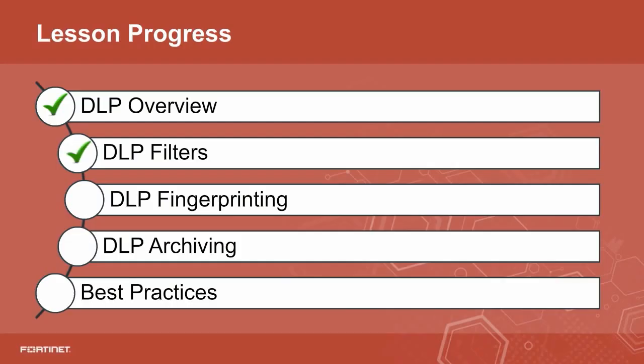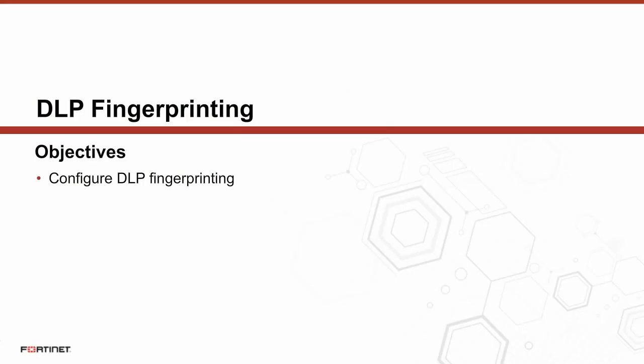Good job! You now understand DLP filters. Next, you'll learn about DLP fingerprinting. After completing this section, you should be able to implement DLP fingerprinting. This includes knowing how to monitor specific data types and how to configure DLP sensors. By demonstrating competence in knowing when to use and how to configure DLP fingerprinting, you will be able to better control the types of files that are allowed to leave your network.